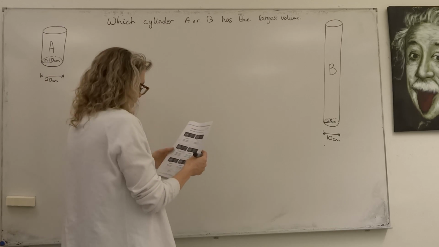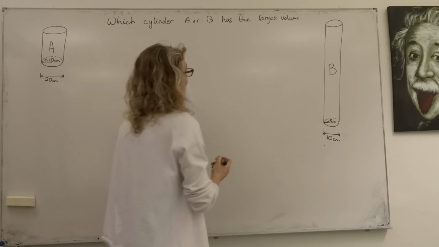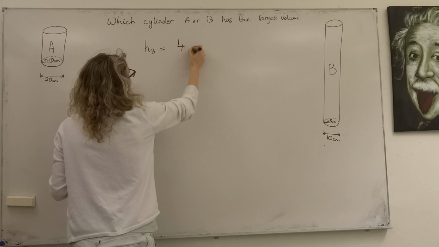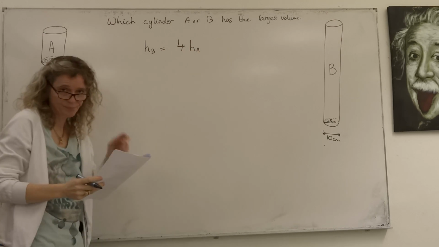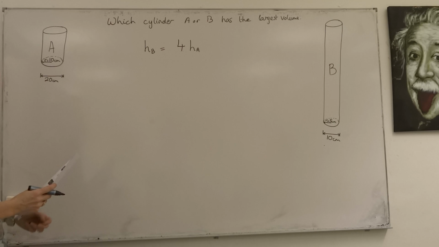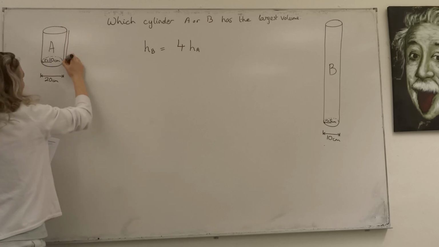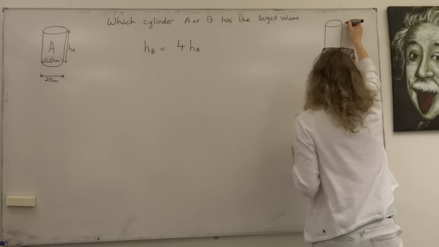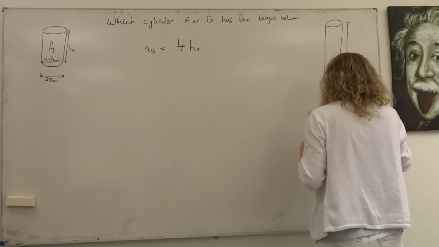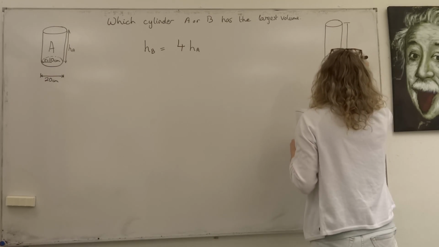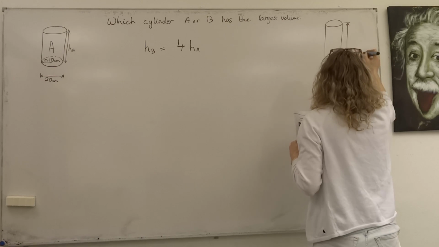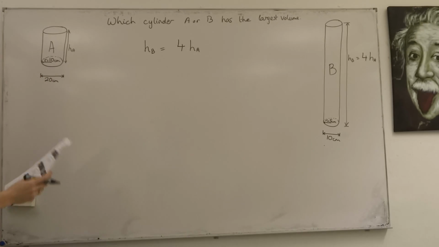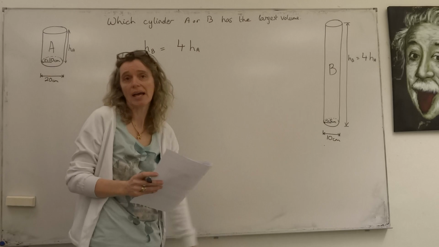Clue 3 is that the height of cylinder B is 4 times larger than the height of cylinder A. Now we have a relationship. So now we know that if this height is the height of cylinder A, this height, which is cylinder B's height, is the same as 4 times the height of cylinder A. This should be enough now to actually work out which of the cylinders has the larger volume.